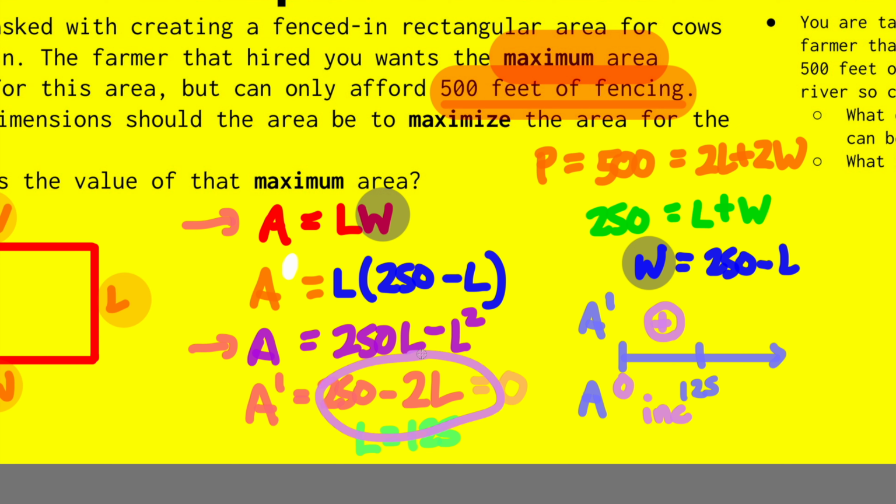If you plug it into the derivative right here, you are going to get a negative value. That means it's decreasing. So if you were going to draw the function, this A prime function, it's going to be increasing, 0 out at 125 and then decreasing. So you know that it's actually going to max out right there. You know that 125 is the max dimension for that L.